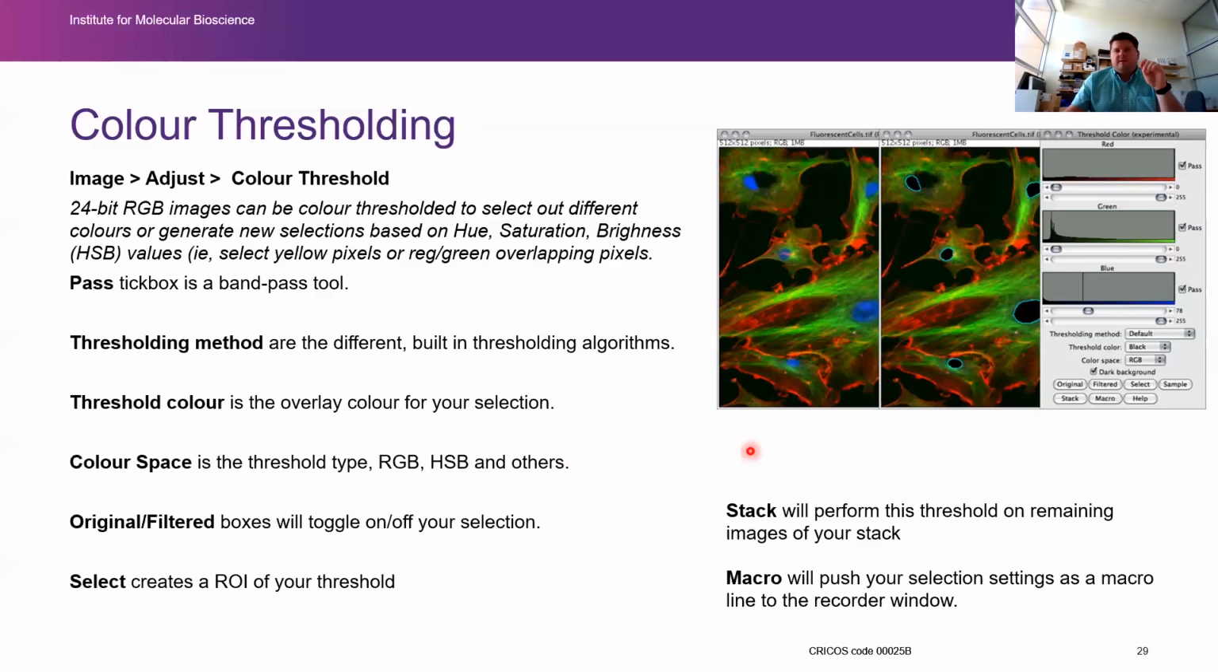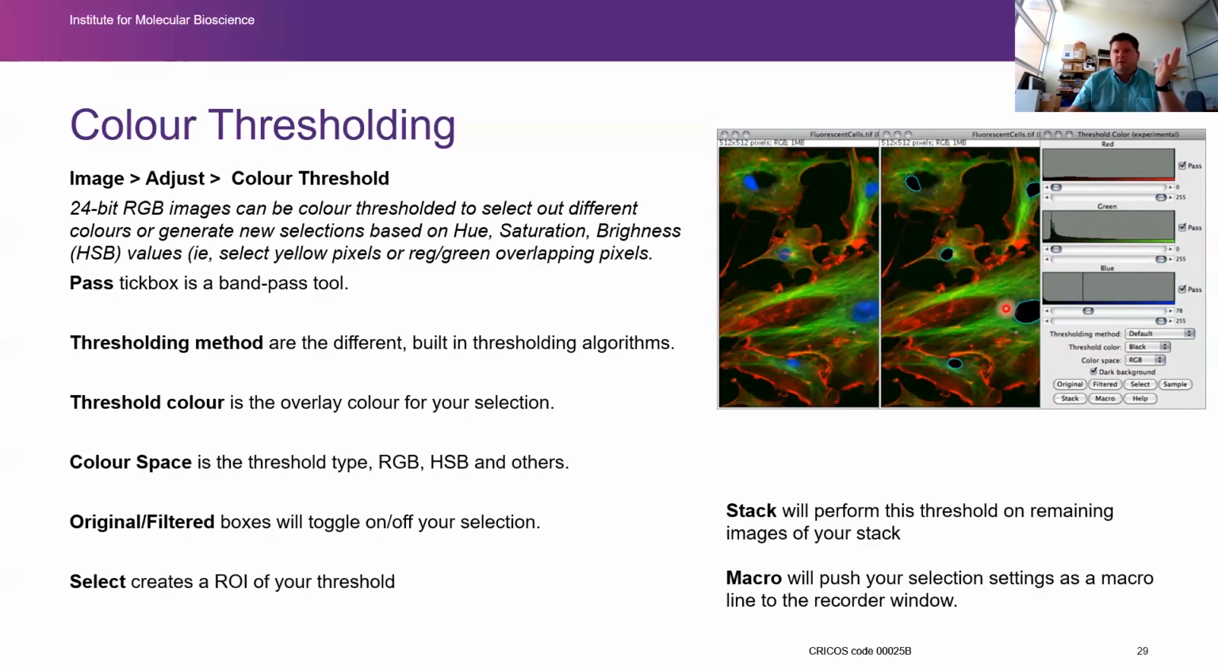And you get these options when we open up this window. So you pick the right color space, and then your original or your filtered, and you have to adjust all these different thresholds for each channel. Now, what's easiest to do is to use the sample option.